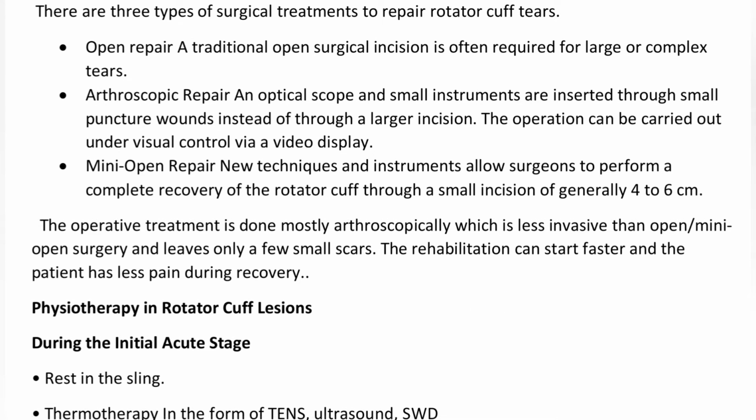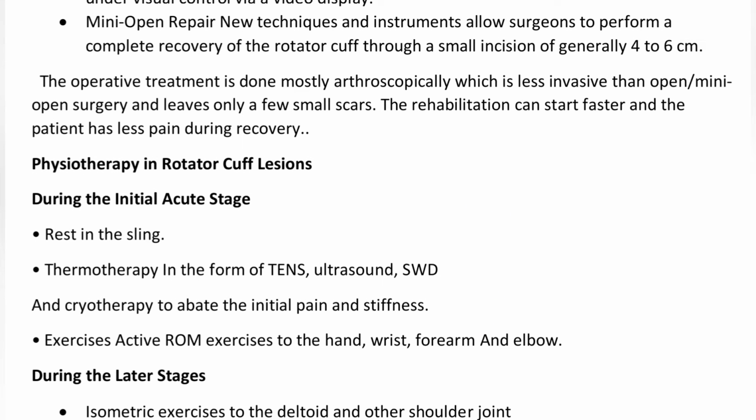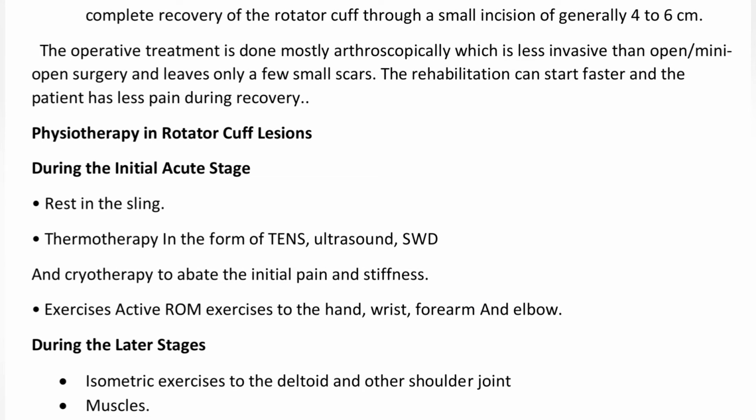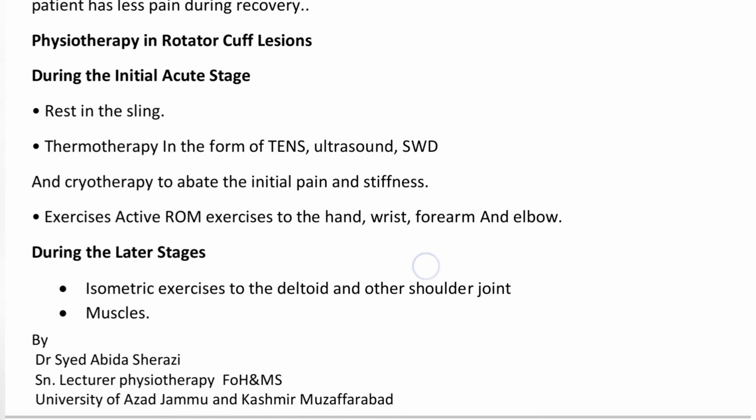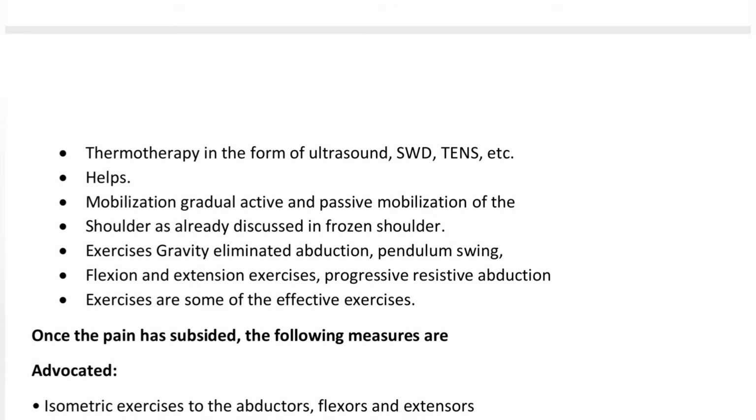What is the physiotherapy management in the rotator cuff lesion? During the initial stage, rest in a sling. Thermotherapy is used in the form of TENS, ultrasound, SWD, and cryotherapy for initial pain and stiffness. Exercise, active range of motion to the hand, wrist, forearm, and elbow can be used. During the later stage, isometric exercise to the deltoid and other shoulder joint muscles can be used. Thermotherapy in the form of ultrasound, SWD, TENS can help.